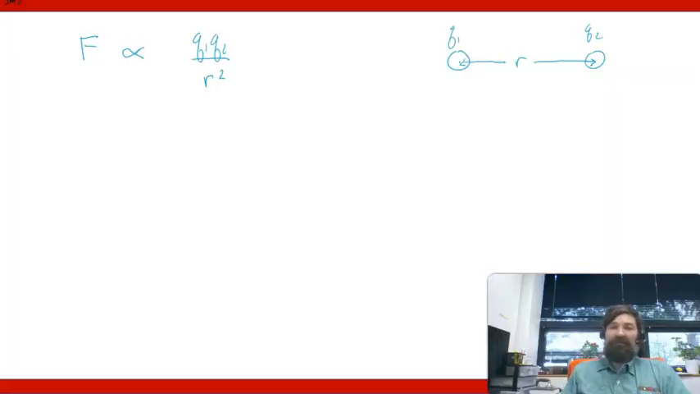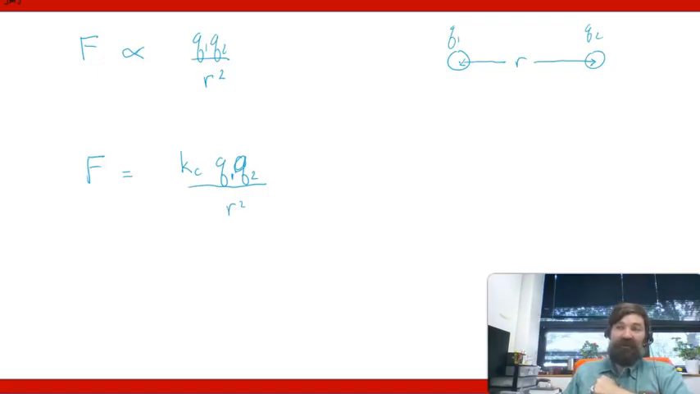Now I said proportional to. To make it equal to, I have to add in a proportionality constant. And that proportionality constant is what's called the Coulomb's constant. So I'm going to use a K with a subscript C, so it'll be K Q1 Q2 over R squared, and that is the magnitude of the force between them. If I want to get the direction of the force, well, that is maybe best calculated on a charge by charge basis using the attraction and repulsion rules.